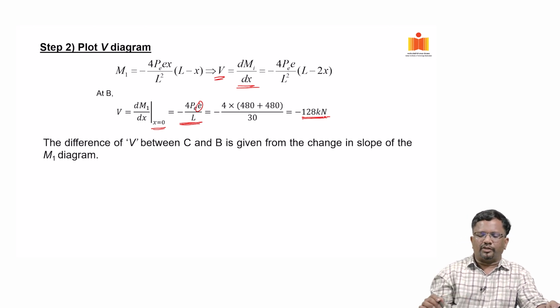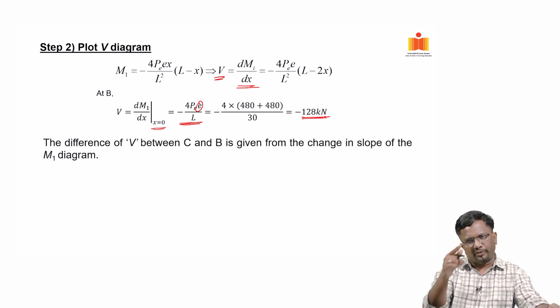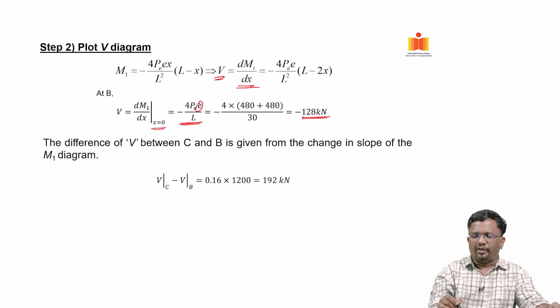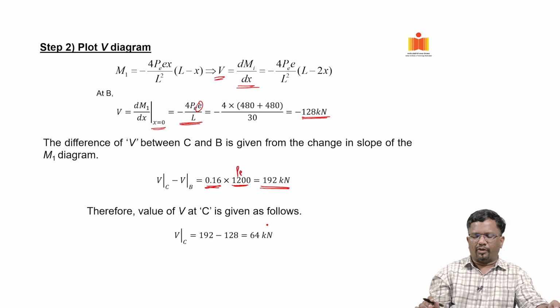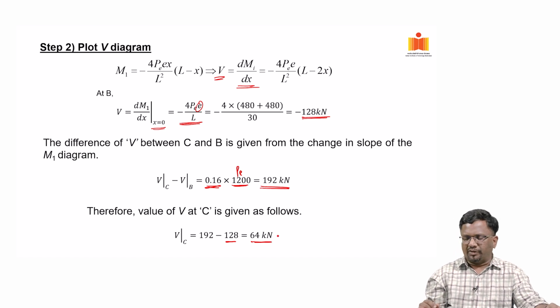Now, the difference of shear between C and B is given from the change in the slope of the M1 diagram, that is already given to you in the problem. That change in the slope is 0.16 into the effective prestressing force PE here, which is 192 kilonewton. So, from B to C, the shear change is 192 kilonewton. So, what is the value of shear at C? It is going to be 192 minus 128, which is 64 kilonewton, right. The shear at C is going to be 192 minus 128, which is 64 kilonewton.